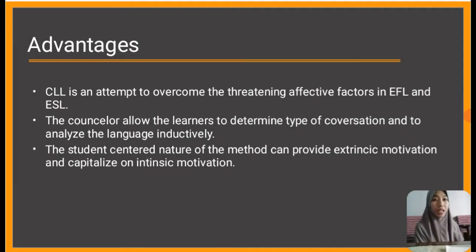The next is CLL has advantages and disadvantages. I will explain about three advantages of CLL. The first one is CLL is an attempt to overcome the threatening affective factor in EFL and ESL. The second one is the counselor allows the learners to determine the type of conversation to analyze the language inductively. The last one is the student-centered nature of the method can provide extrinsic motivation and capitalize on intrinsic motivation.